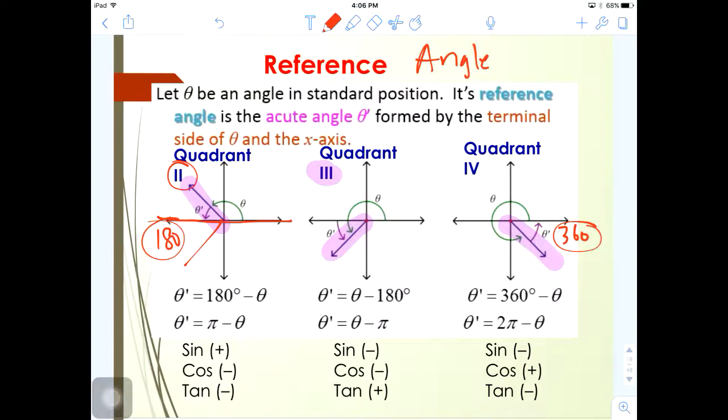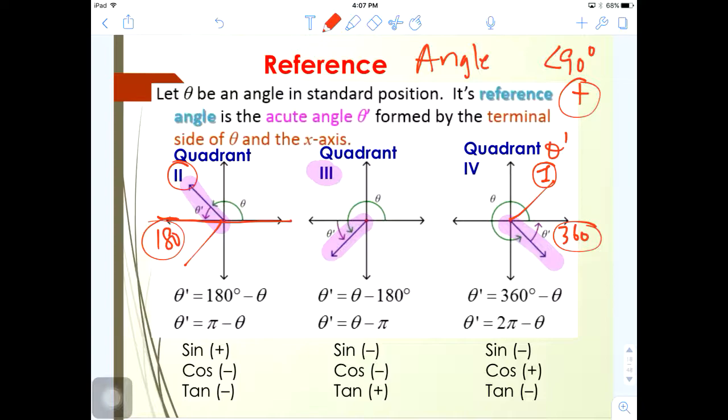And by the way, it's not mentioned here, but if the angle is in quadrant 1, then the angle itself is the reference angle. The idea of a reference angle is that it is less than 90 degrees and it needs to be positive. So two things, remember: it has to be less than 90 degrees and its value needs to be positive. Those are the two ideas that drive the reference angle.